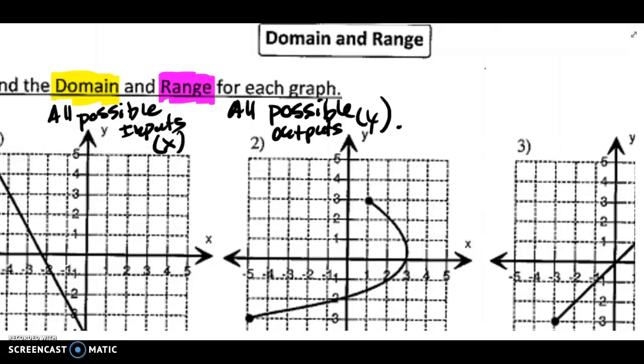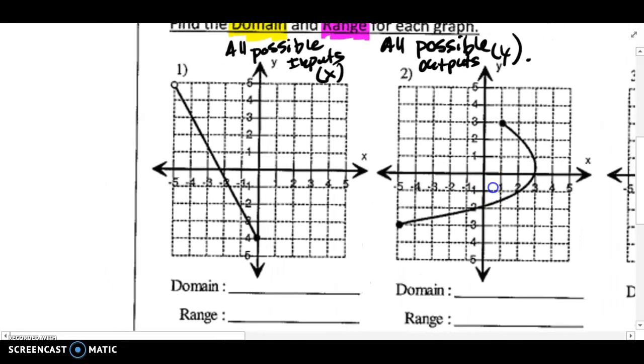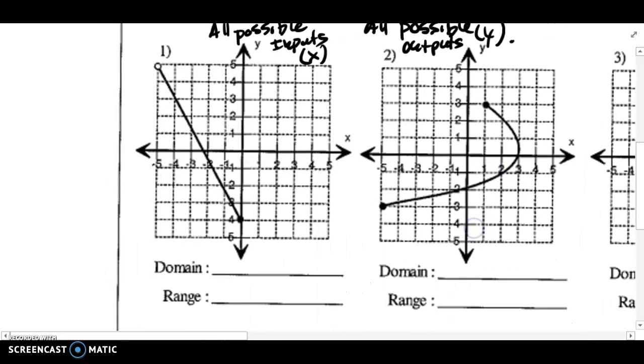So domain and range is a huge concept that everyone uses every day without even knowing it. Just the idea of thinking, what are all my possibilities in any situation, is actually a mathematical principle known as domain and range. And so we're going to do it here on these graphs. What are all the possibilities? And so we have to know how to write it.